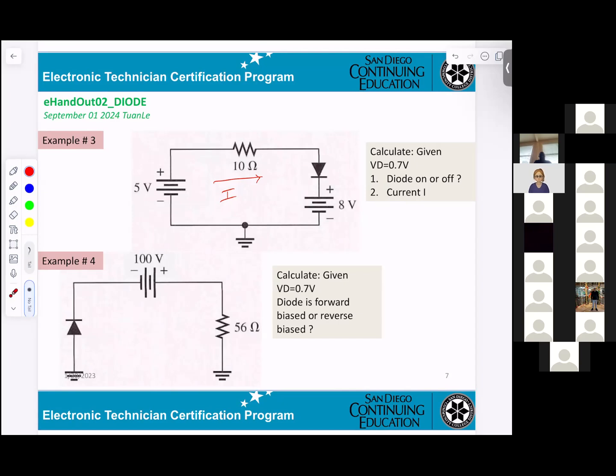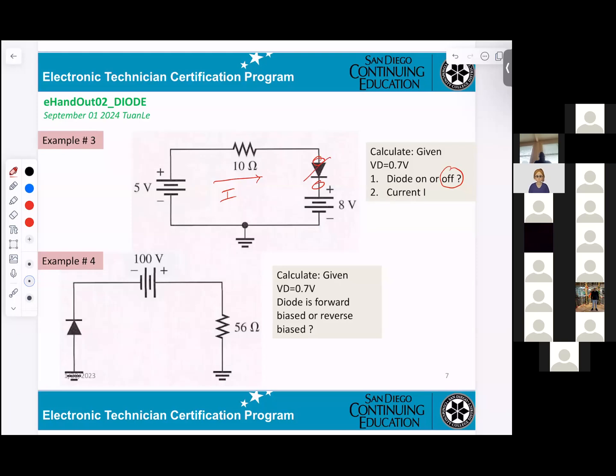You tell me the voltage on this side, how many volts? 5. The other one, how many? 8. That means the voltage on this side is higher than positive 5. So the diode's off, the diode must be off. Off means open. That means you open right here.